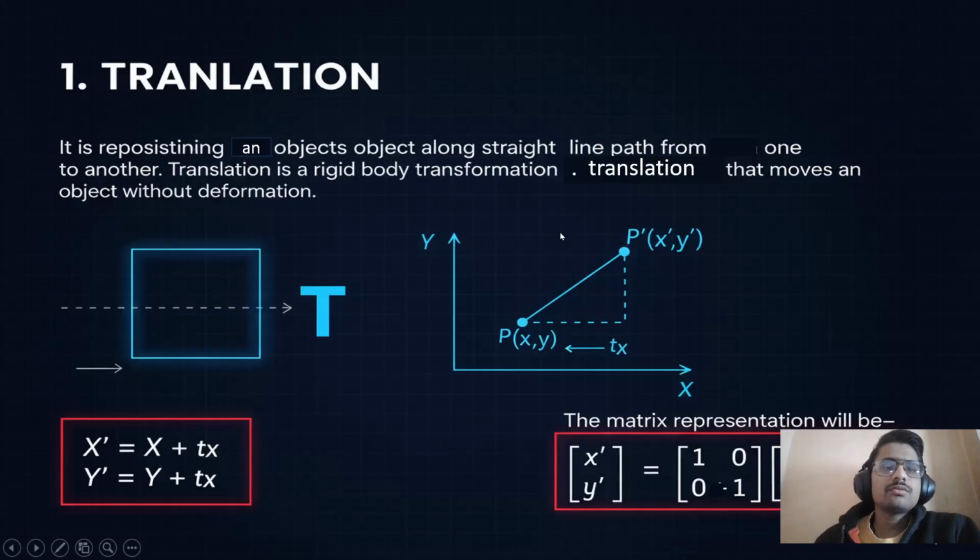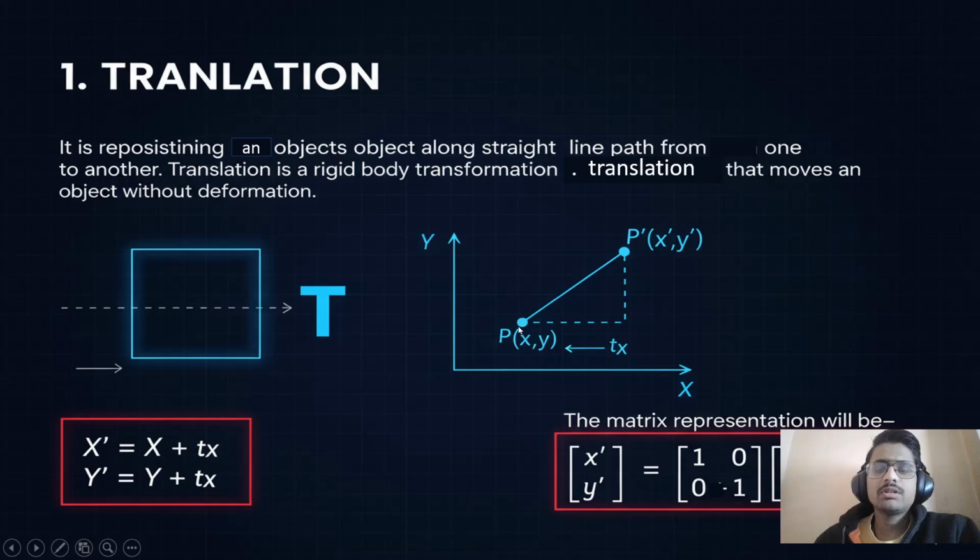So what is translation? It is a repositioning of an object along a straight line path from one position to another. Translation is a rigid body transformation that moves an object without deformation. Translation means when we change an object from one position to another position without changing its shape or size. So here is the diagram.